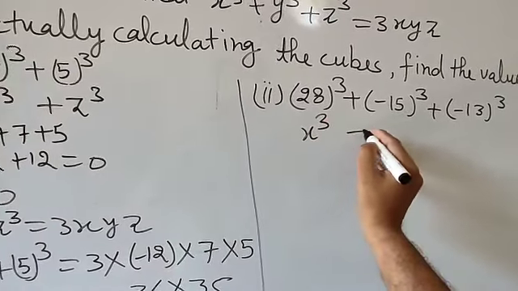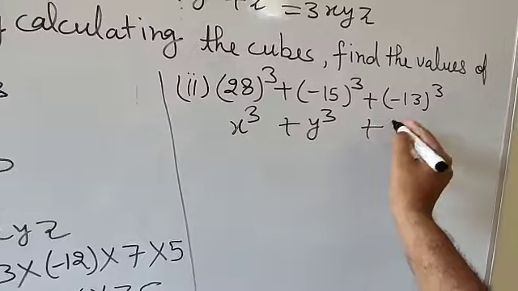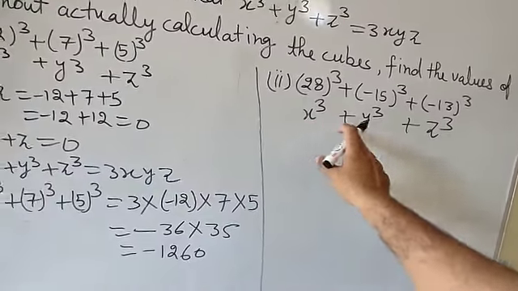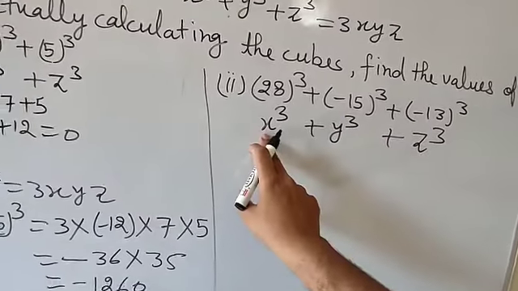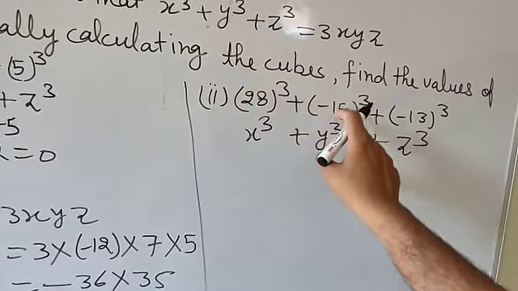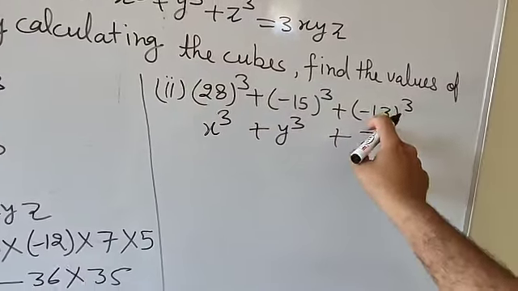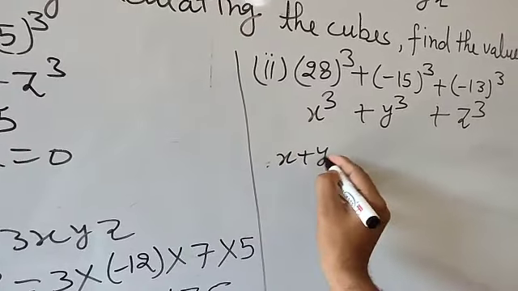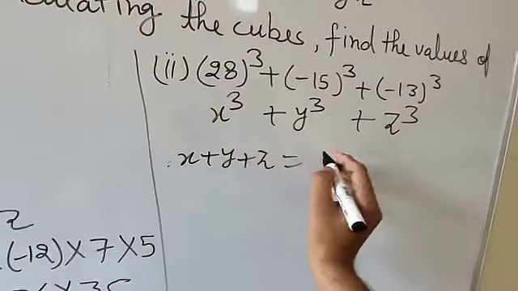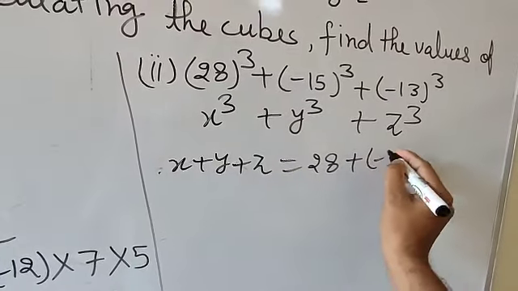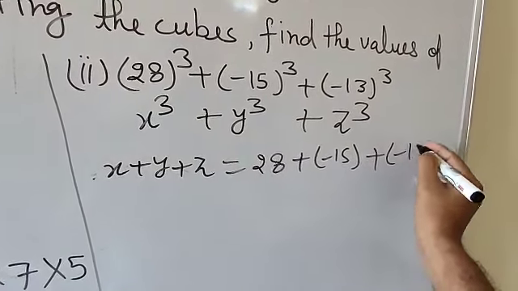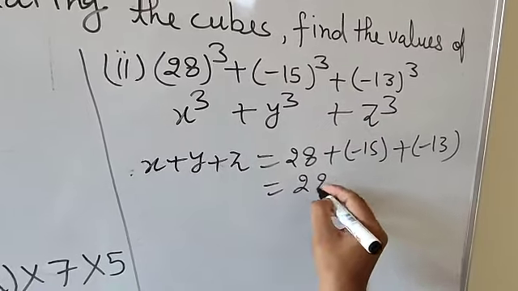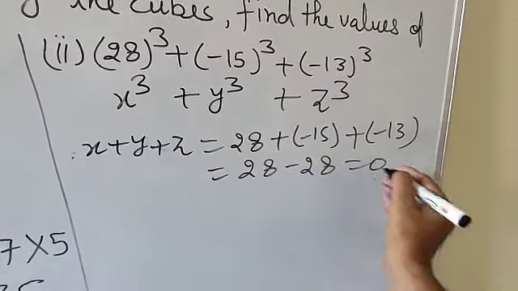a similar question: x cube plus y cube plus z cube. Here in place of x, 28; in place of y, minus 15; in place of z, minus 13. So x plus y plus z I am going to find: 28 plus minus 15 plus minus 13. So it will be 28 minus 28, that is equal to 0.